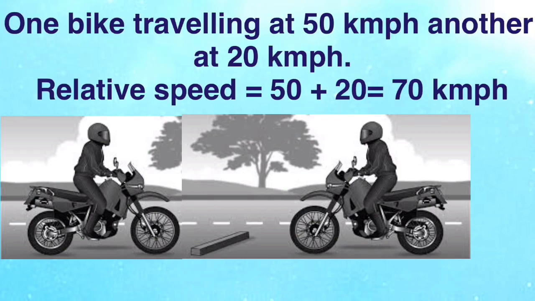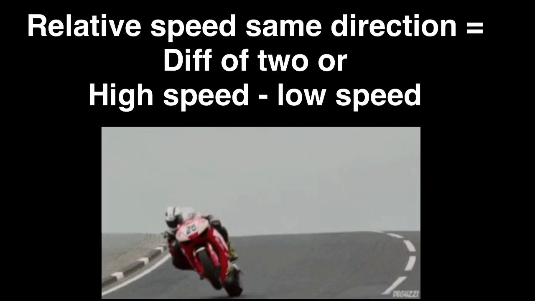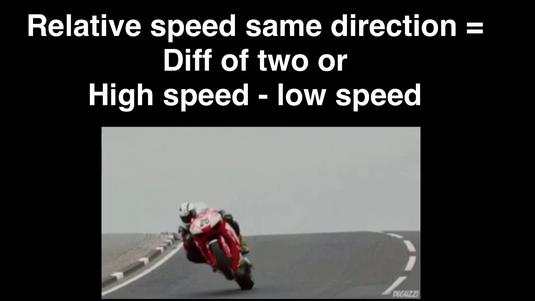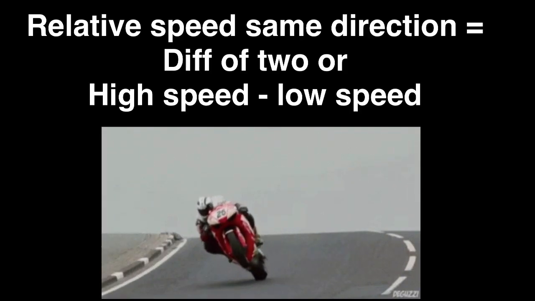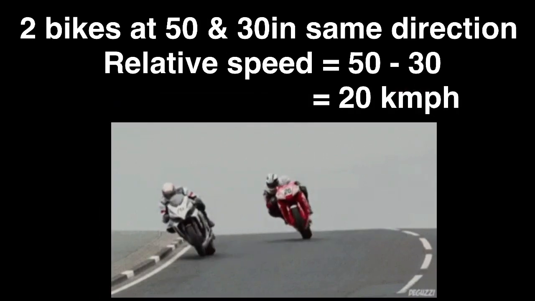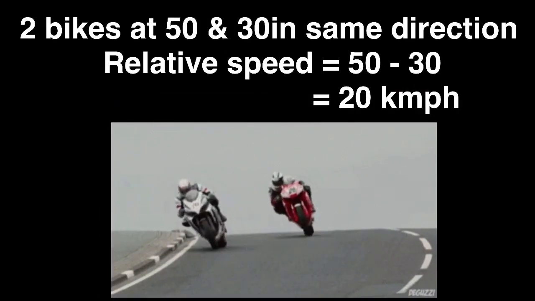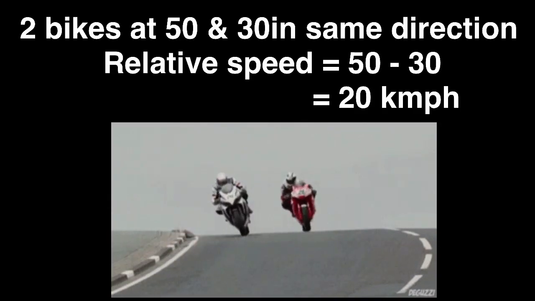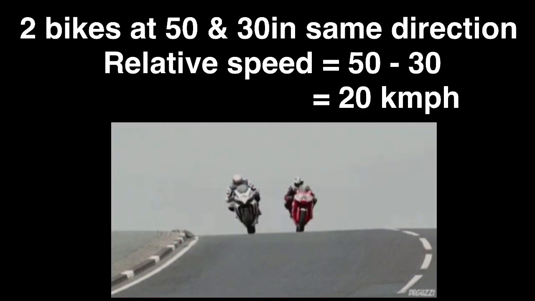Example: one bike traveling at 50 km per hour, another at 20 km per hour. So relative speed is 50 plus 20, which is 70 km per hour. Relative speed when traveling in the same direction is the difference of the two bikes, high speed minus low speed. For example, two bikes at 50 and 30 in the same direction. Relative speed is 50 minus 30, which is 20 km per hour.